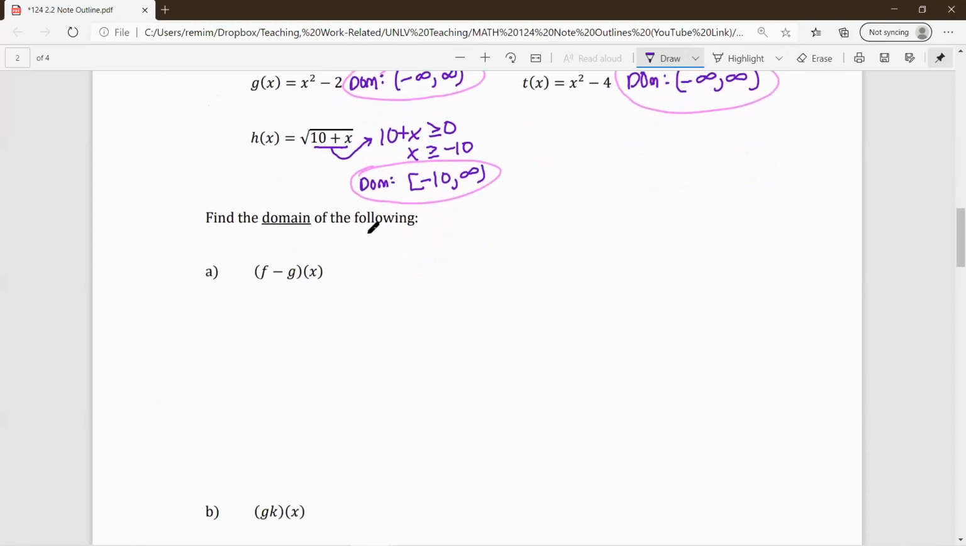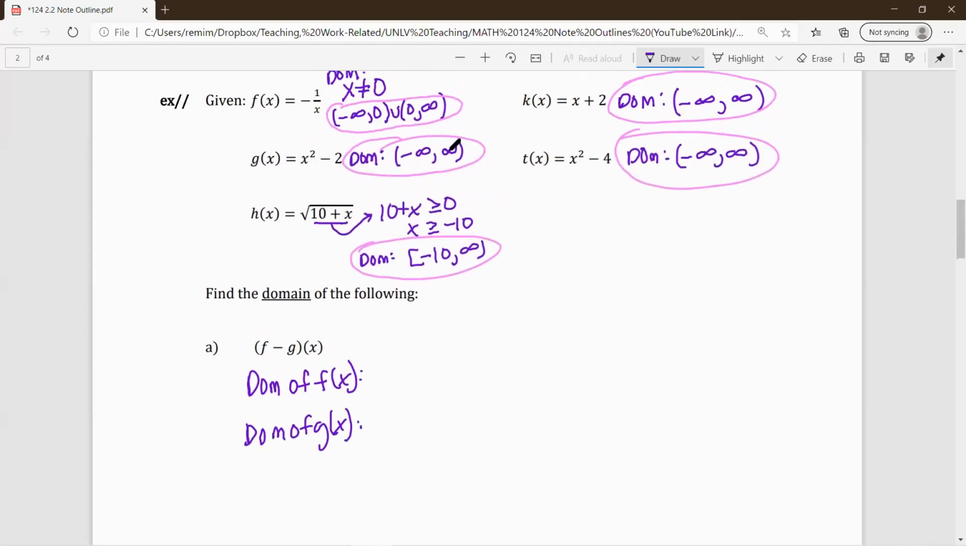All right, so find the domain of the following. So we have f minus g of x. So all we're going to do is we're going to write the domain of each of them, domain of f of x. We're going to write the domain of g of x. And we already did that up here. So f of x was negative infinity to 0, skip over 0, keep going to infinity. For g of x, it was negative infinity to infinity. Then what we're going to do is draw these on a number line.